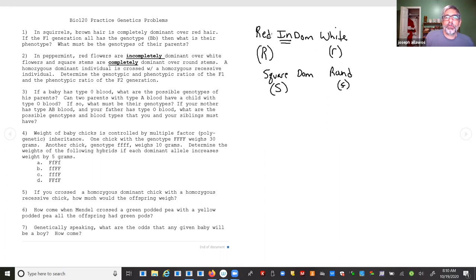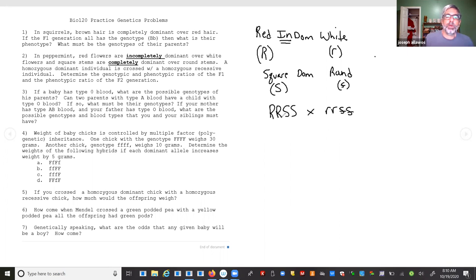So for this trait, if it's homozygous dominant, we're going to have two big R's. And for this trait, two big S's. So here's a homozygous dominant individual for both the traits. And then it says to cross with the homozygous recessive. So these would be all little letters. So there's our parents, okay? This is what we're crossing together initially. These are the first set of parents.